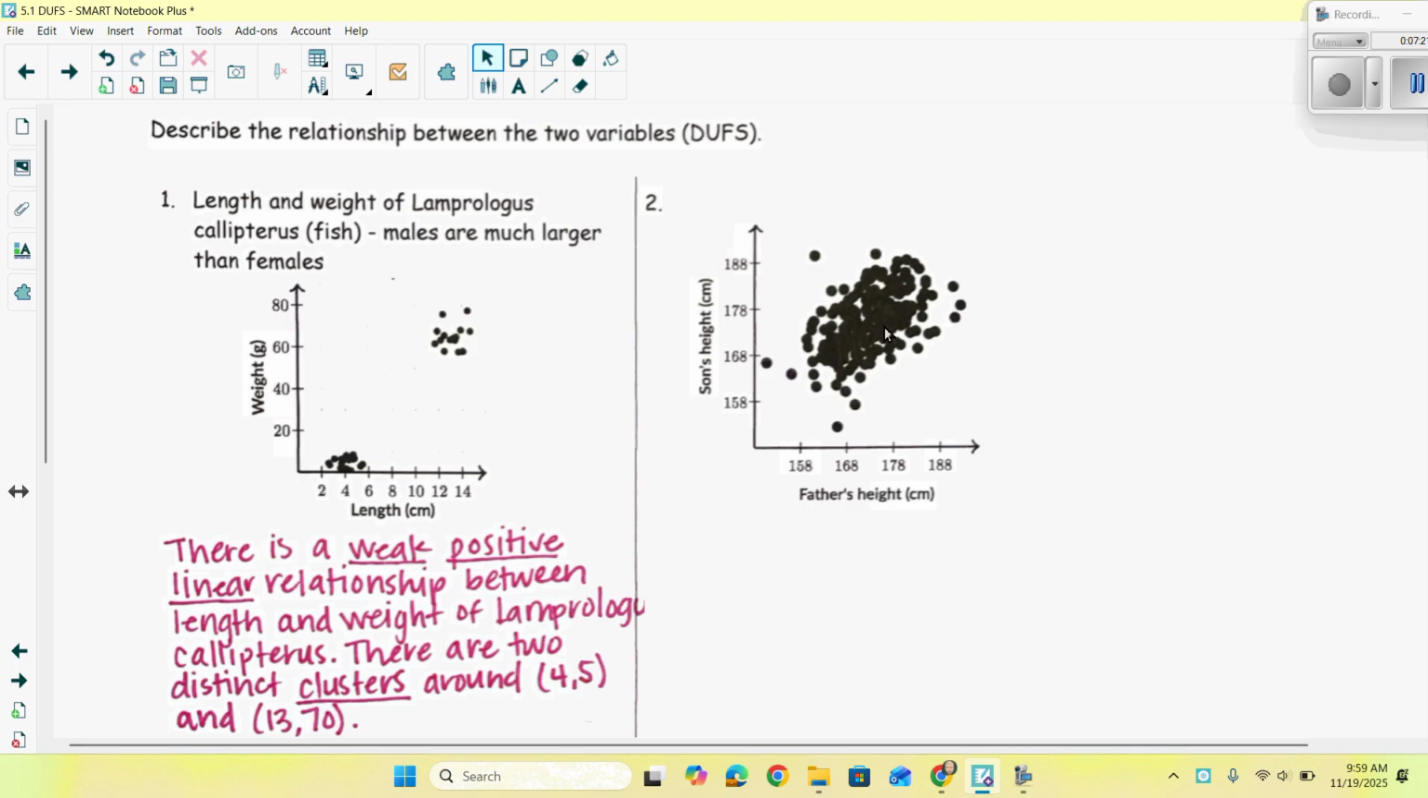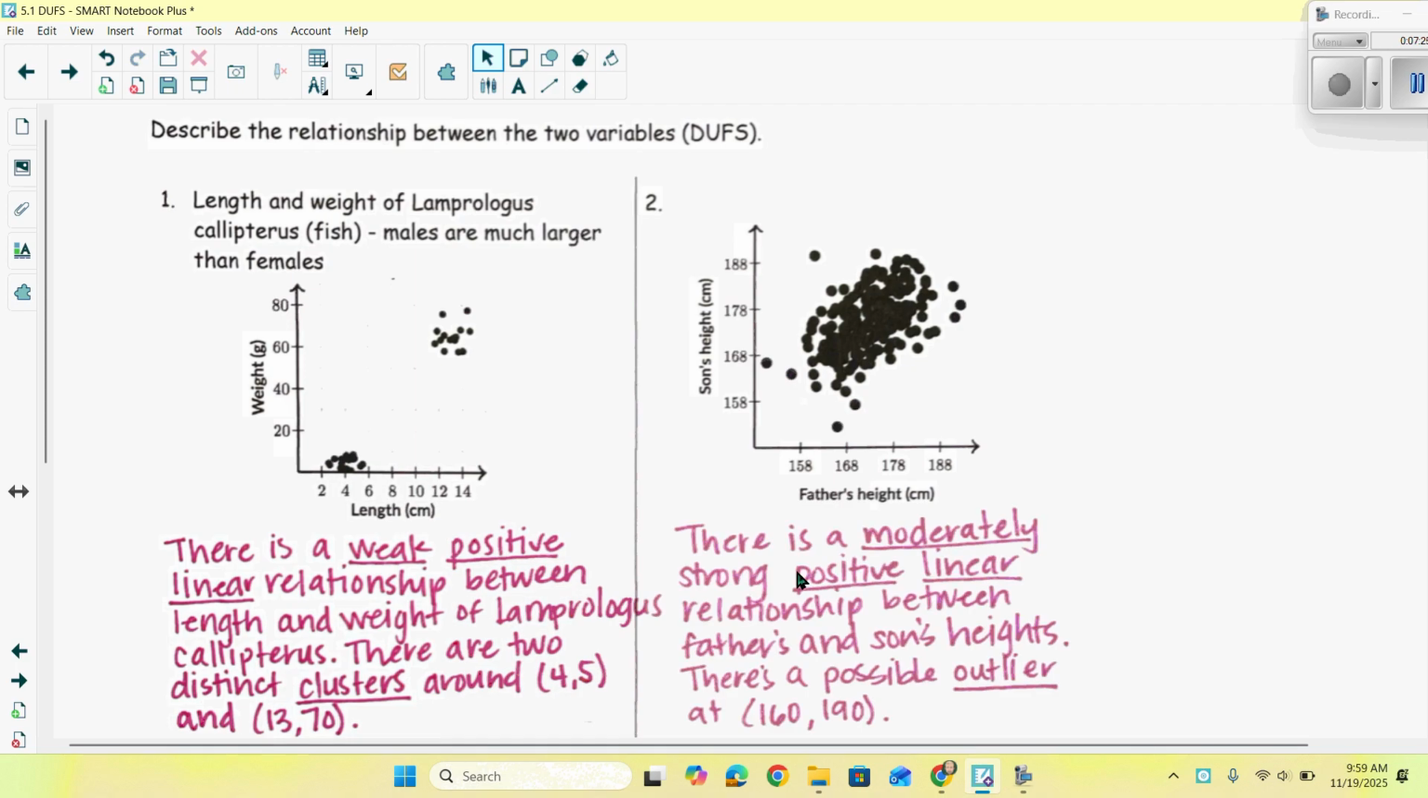Coming over to this one, take a look at it. It looks like there is a pattern there, but it might not be real strong. Moderately strong, positive, and straight line linear. So moderately strong is our strength, our S. Positive is our D, or direction, and then the form is linear. So DUFS, still have a U left. We could say that there is a possible outlier in one of these spots here, but that's the only thing that might seem unusual.